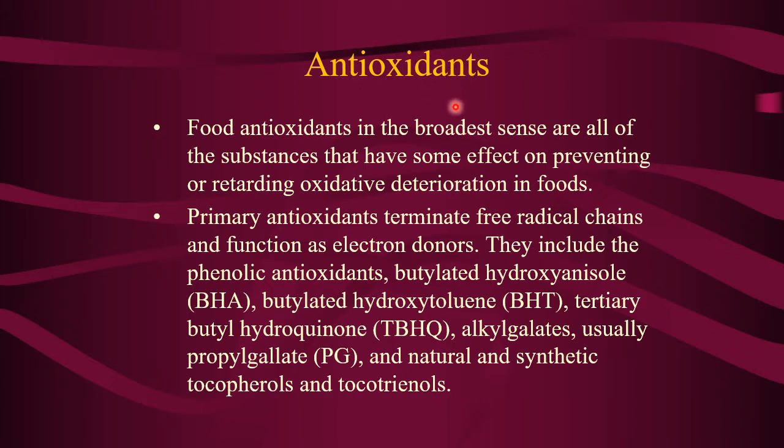So, food antioxidants are all of the substances that have some effect on preventing or retarding oxidative deterioration in foods, meaning it prevents the oxidation in food. So the primary antioxidant terminates free radical chains and functions as electron donors. So usually, if we have free radicals in the environment, they will be retarded by this antioxidant.